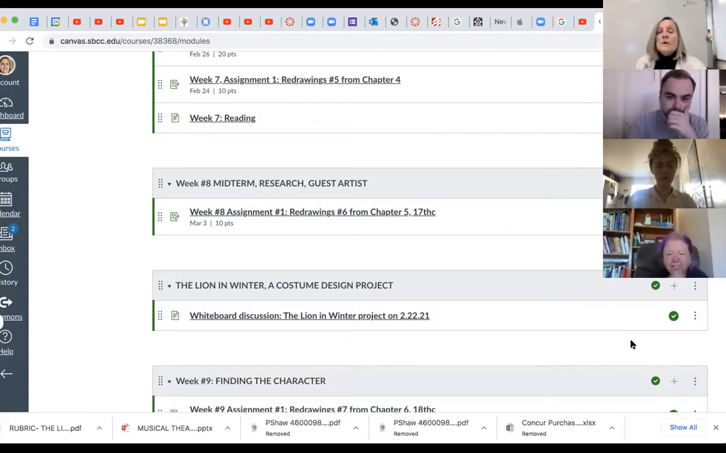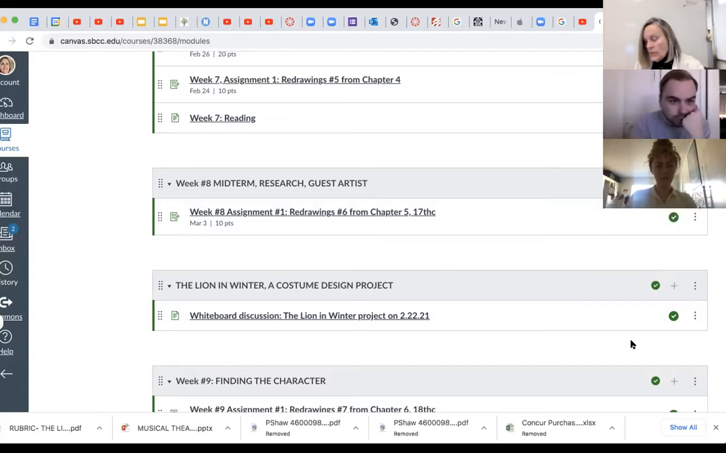Okay, so we had a discussion on the concept statement last time, and I would like to spend about 5 minutes. I'll send you into a breakout room and we will have a discussion on the concept statement for Lion in Winter. You're going to go into a room. There will be two or three of you, and you can discuss the concept statement for Lion in Winter. Just talk about the theme, how you can come up with a very nice statement. And I'll visit.